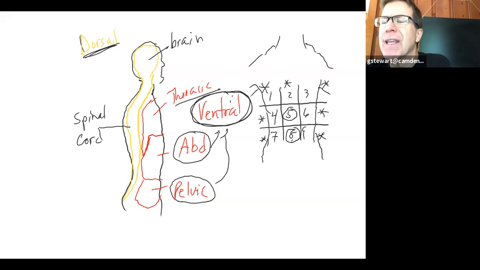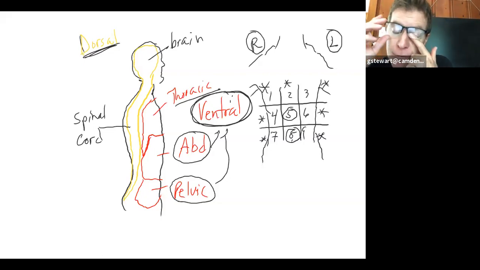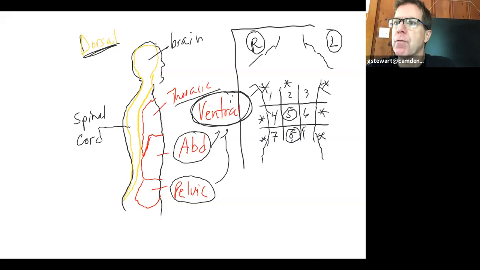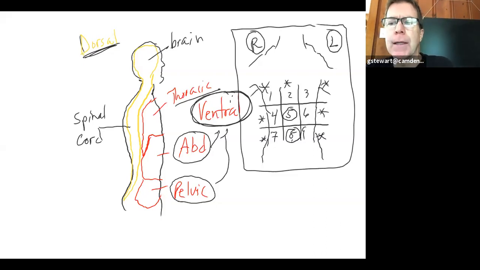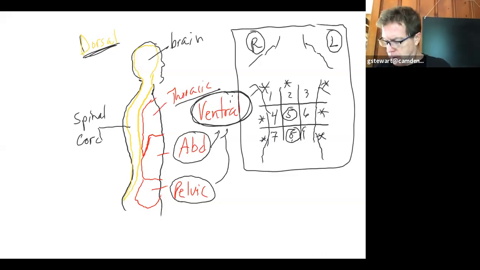Notice that I was using this person's right and left, not my own. That's key when you study anatomy and physiology. Whenever you use right and left terms, you're talking about this person's right and left, not your right and left as you face them. All right, that finishes chapter 1.